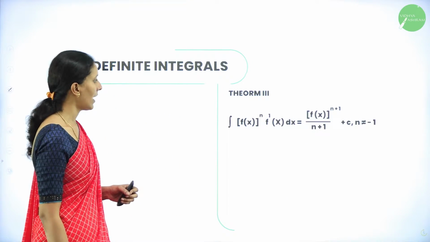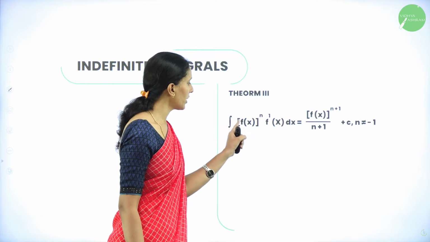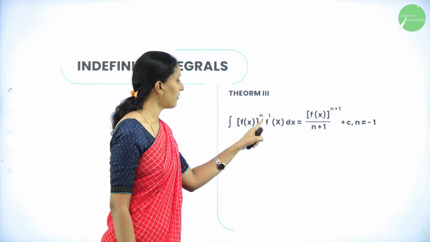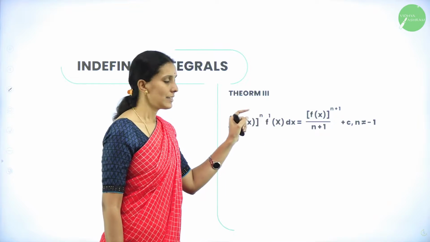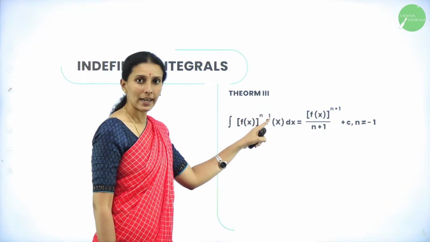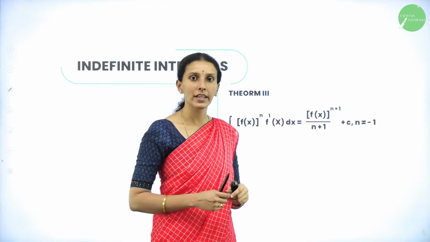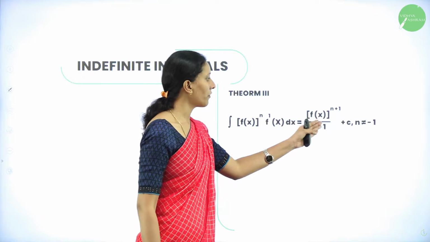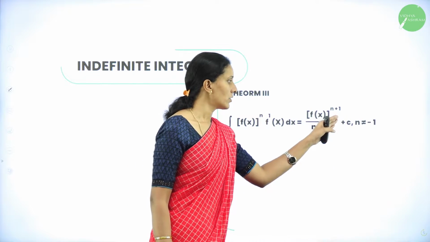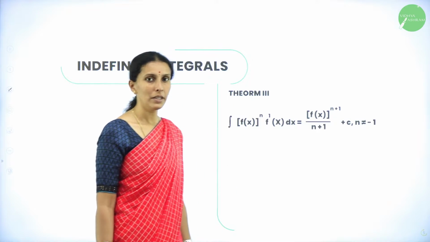Next theorem: we have a function in the form of f of x whole to the power n into f dash of x into dx. Suppose you have any function with power n along with its derivative, then the integral can be written in the form of f of x to the power n plus 1 divided by n plus 1. So this is what theorem 3 says.